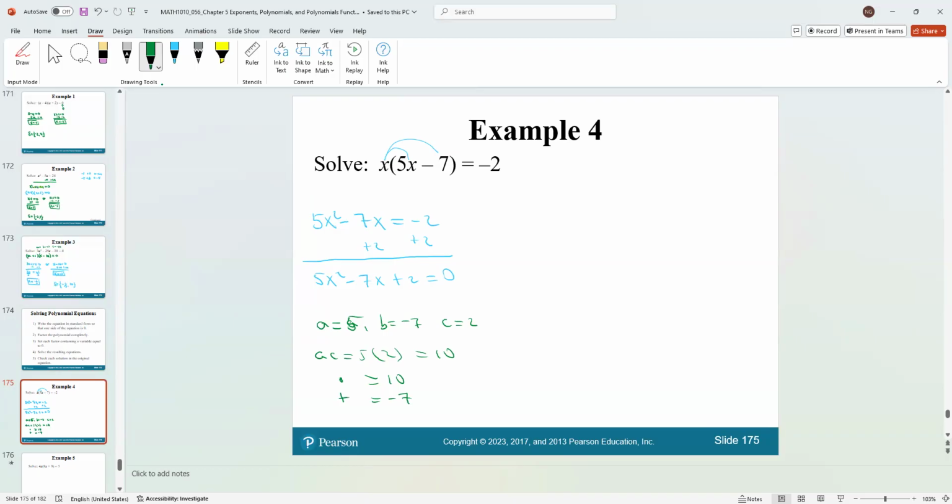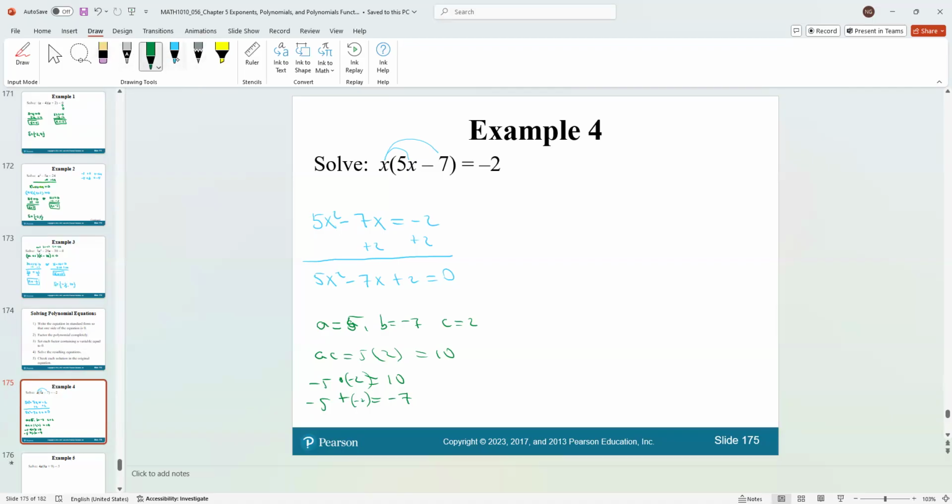Because C is positive and B is negative, we know the two numbers must be negative. So we're going to go with -5 and -2. -5 times -2. So we go back.